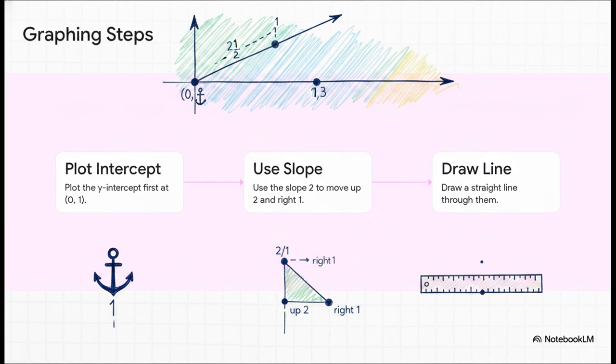Let's see how these specific variables literally translate into a drawing. Okay, step 1. We look at our b, which is 1. We plot our very first point on the vertical y-axis right at (0, 1). Boom, anchor dropped. Step 2, we use our m, our slope, which is 2. Now, remember rise over run? A whole number 2 is functionally just 2 over 1. So, from our anchor point, we just go up 2 spaces and to the right 1 space and plot our second dot. Step 3, draw a straight line directly through those 2 points. And there you go, you just successfully graphed a linear function.